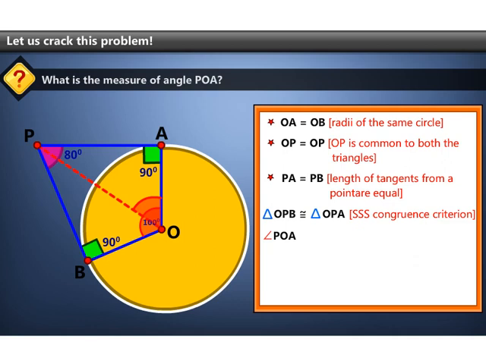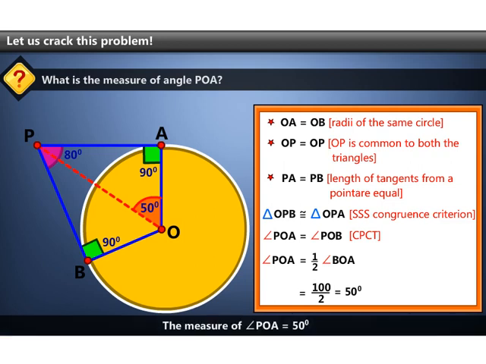Therefore, angle POA is equal to angle POB. Angle POA is equal to half the angle BOA, that is equal to 100 by 2, which is 50. So, the measure of angle POA is equal to 50 degrees.